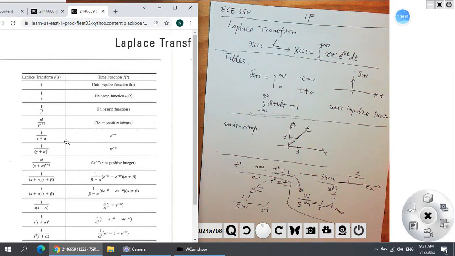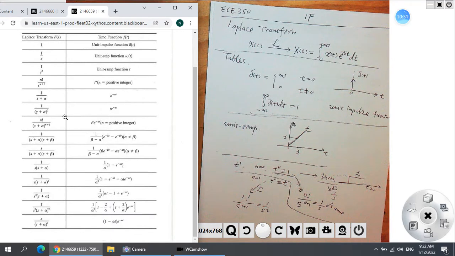Then the fifth: 1 over s plus alpha. This side is e to the negative alpha t. This one we used last time, right? I didn't show you how to get it, I just used it. If you are interested, you can read the textbook. It's not hard, just an integral. Now you just need to know how to use the table, and that will be fine.